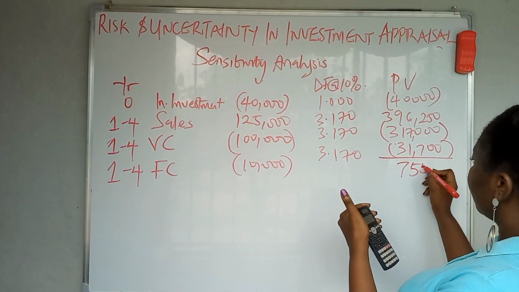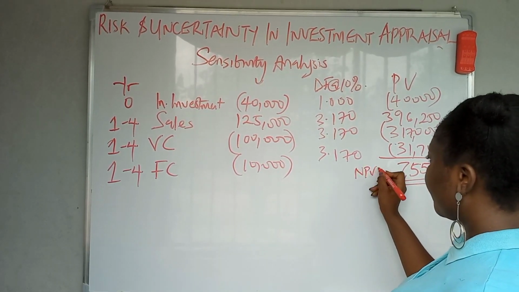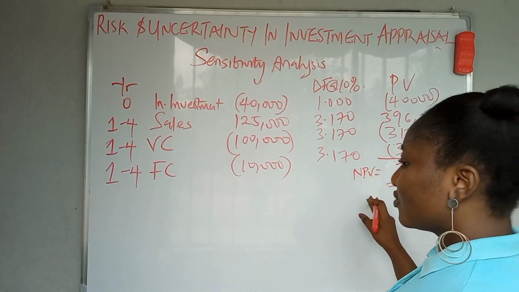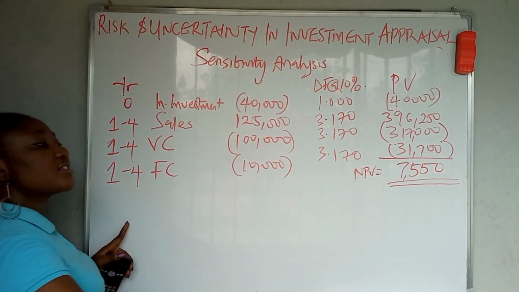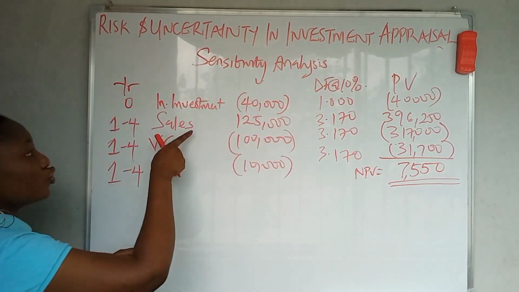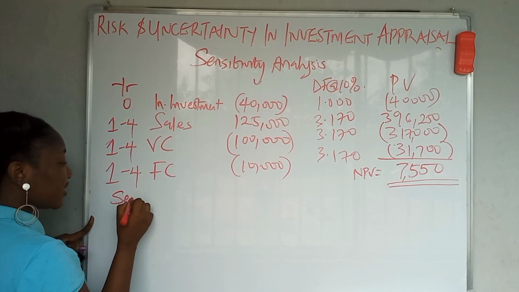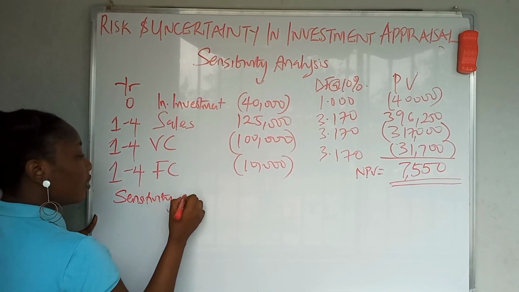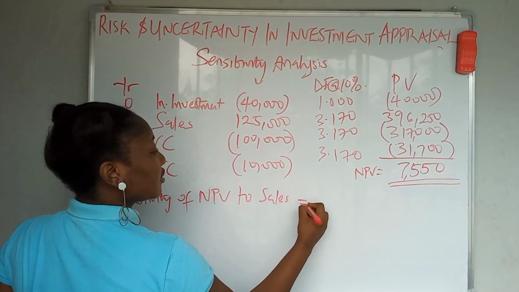So you have 7,550. Okay, so this is your NPV. NPV is the sum of present values. Now that you have your NPV, what they asked you was: what's the sensitivity of net present value to sales? So you take your net present value.